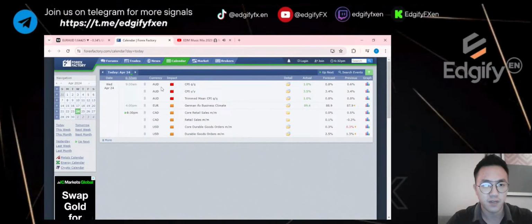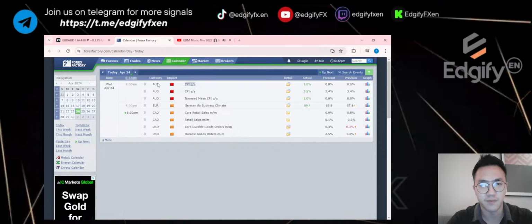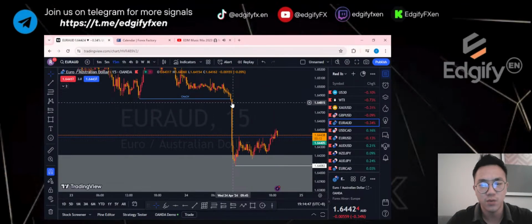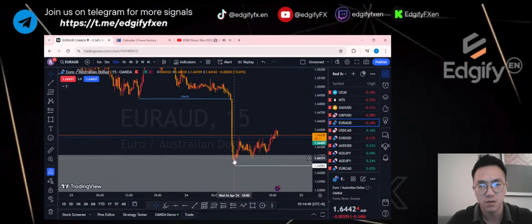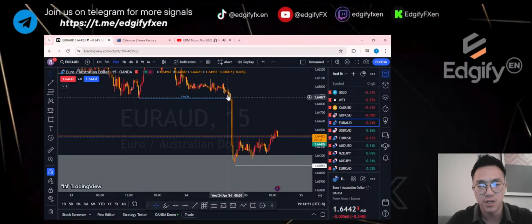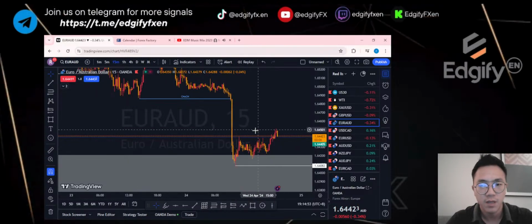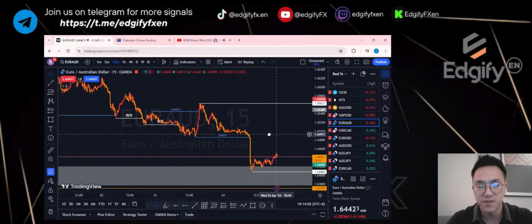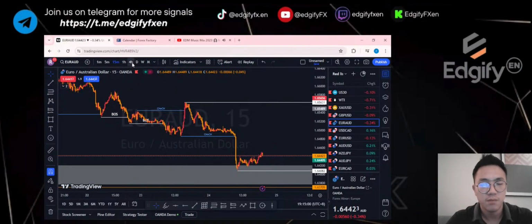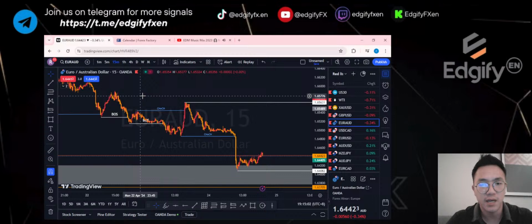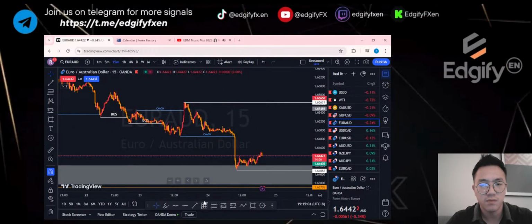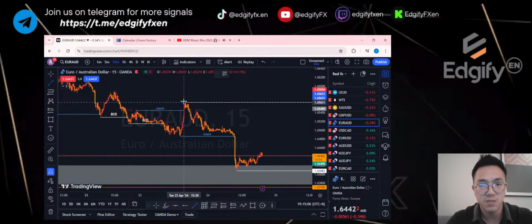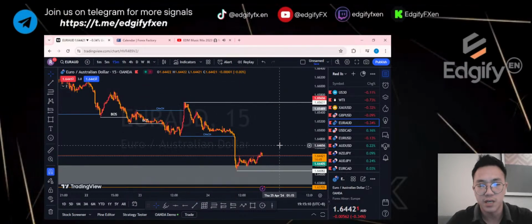If we look at today's fundamental, we have the CPI for the Australian. That is why we have this long candle, which is positive for the Australian dollar. So Euro AUD dumped. In order for me to take a buy on the 15, basically what I mean by that is entry on the 15, it's going to be a long wait because we need this top price here to be taken out.